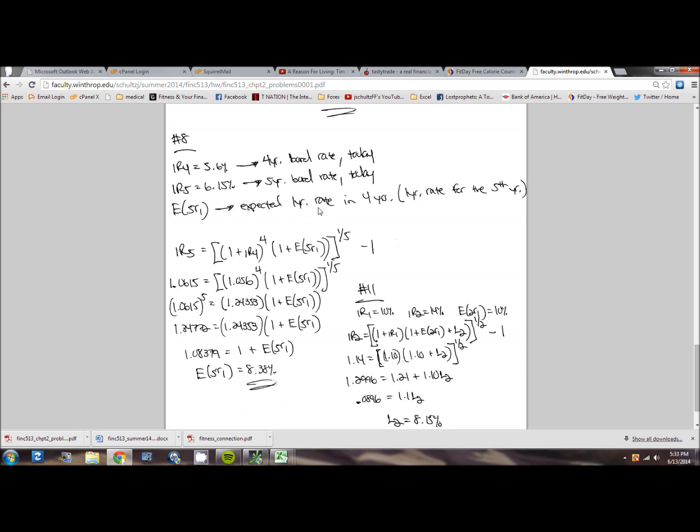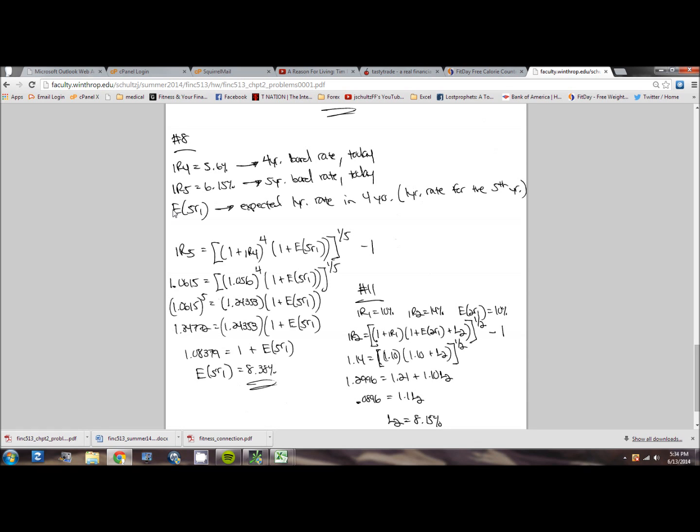What is the expected 1-year rate in 4 years? So 4 years from now, we will be at period 5 because we're at period 1 right now, right? So if 1 plus 4 is 5, we'll be at period 5.